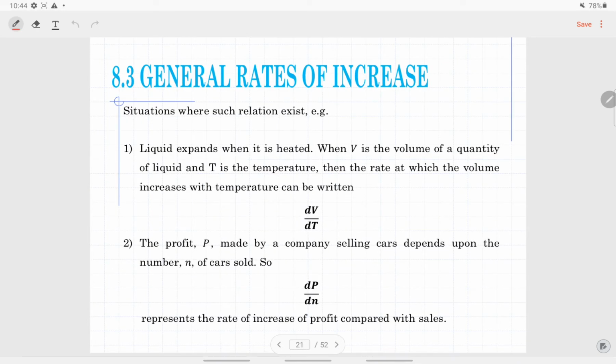The situations where such a relation exists, for example, a liquid expands when it is heated. When V is the volume of a quantity of liquid and T is the temperature, then the rate at which the volume increases with temperature can be written as dV over dT. The profit P made by a company selling cars depends upon the number N of cars. So you can say that dP over dN can represent the rate of increase of profit compared with sales.